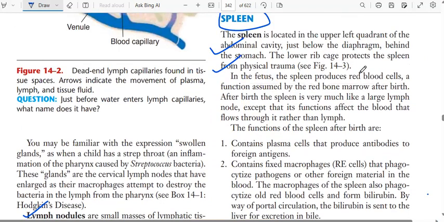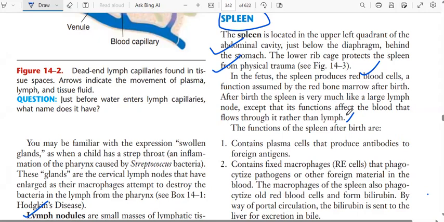In the fetus, the spleen produces red blood cells, a function assumed by the red bone marrow after birth. After birth, the spleen is very much like a large lymph node, except that its function affects the blood that flows through it rather than lymph. When the baby is in the mother's womb, the blood is produced by the spleen. Now red blood cells are produced by red bone marrow, so after birth the function transfers from spleen to red bone marrow. Now the spleen is a lymph organ.